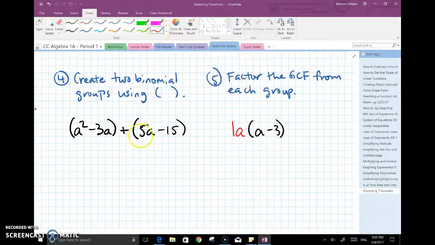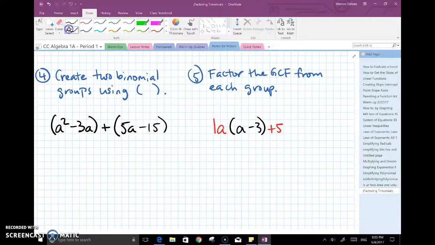From the second one, they are both odd numbers, and 5 goes into both, so I can factor out a plus 5. That leaves me with an a minus 3. Now, like I said in the last example, at step 5, you need to have two identical binomials at this point. And if they are identical, you're doing everything correctly.